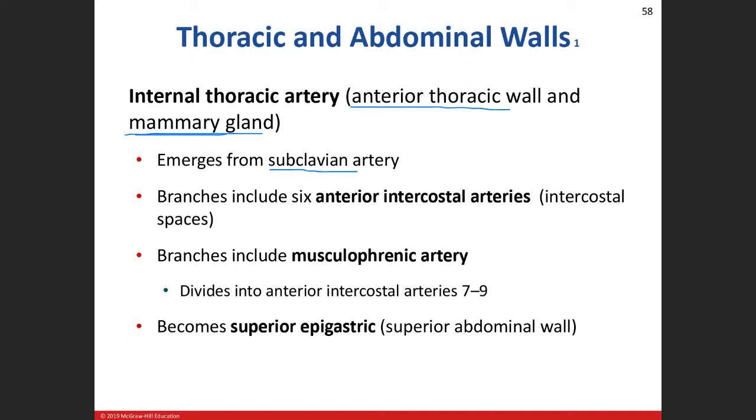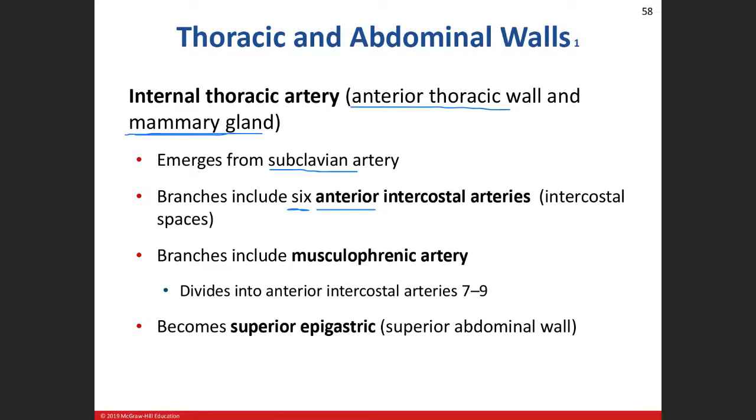And it's going to give off 6 smaller arteries. And it's these smaller arteries that we name the intercostal arteries because they will actually be found on the inferior portion of the rib. The descending thoracic aorta gave off the posterior intercostal arteries. The internal thoracic artery is going to give off the anterior intercostal arteries. And they're going to anastomose with one another. They're going to meet up, okay?